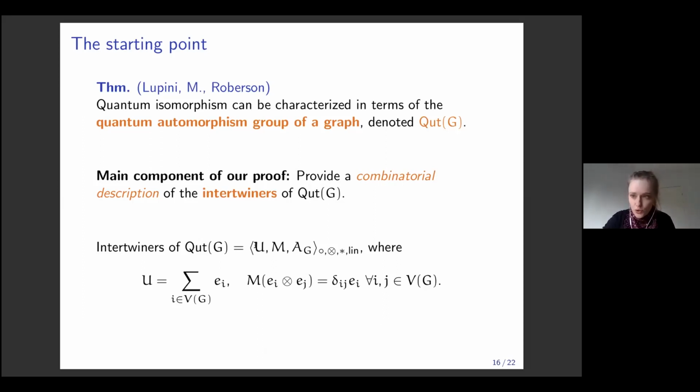Now, what are these three elementary matrices? Well, U is just the all ones vector of length n, where n is the number of vertices in your graph. And this matrix M is defined here in terms of its action on standard basis vectors. If you apply it on e_i tensor e_j, it gives you e_i if i and j are the same, and it gives you 0 if i is different from j. So this is a rectangular matrix, and this is a vector, and this is a square matrix.